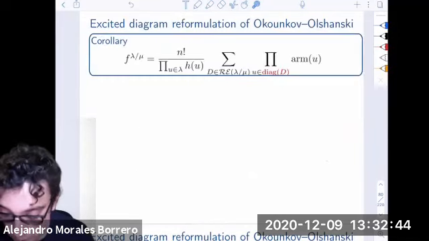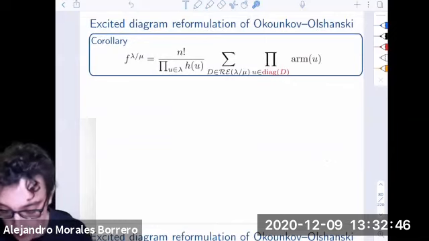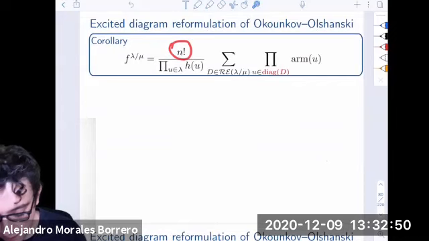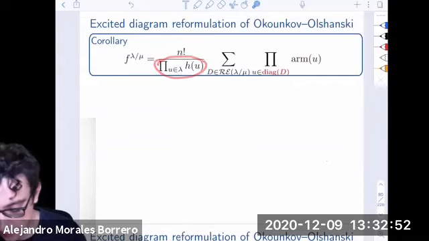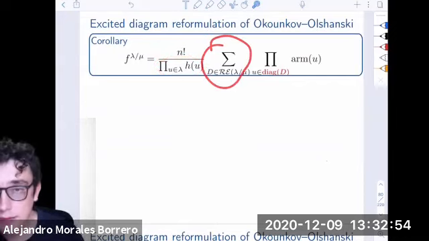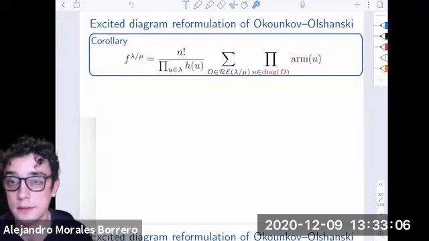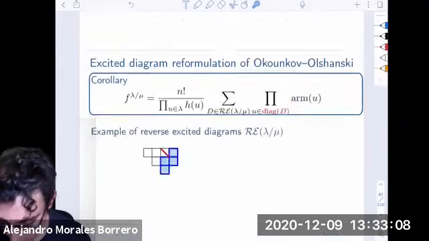Okay, so here is Okounkov-Olshanski. The way I now remember it, so it's a reformulation, is that you take the number of boxes factorial divided by the hook lengths, you sum over reverse excited diagrams, and then for each excited diagram, these red lines are called diagonals. You take the arm length of that cell.